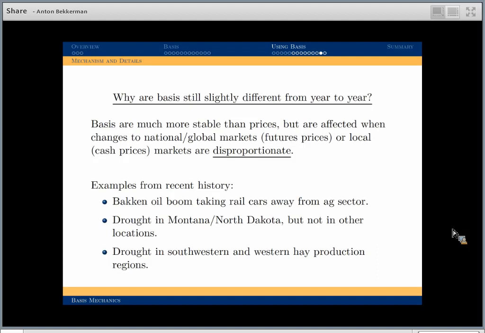Very similarly, and as I give you a few examples from recent history, local events can disproportionately affect basis, because local events affect cash prices, local cash prices, more than futures prices.